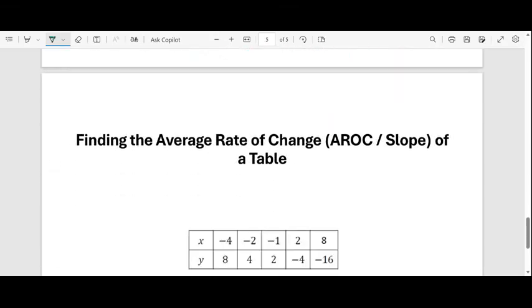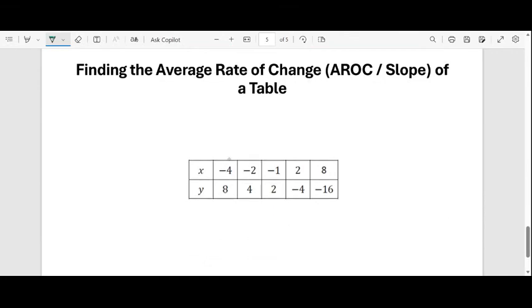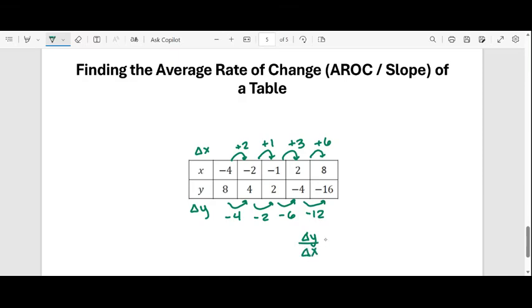Okay, let's do one more. Here we're going to go up by 2, up by 1, up by 3, and then up by 6. Okay, so we're kind of all over the place with our change in x's. Let's see what our change in y's are doing. This is down by 4, down by 2, down by 6, and right here from -4 to 16 is down by 12.